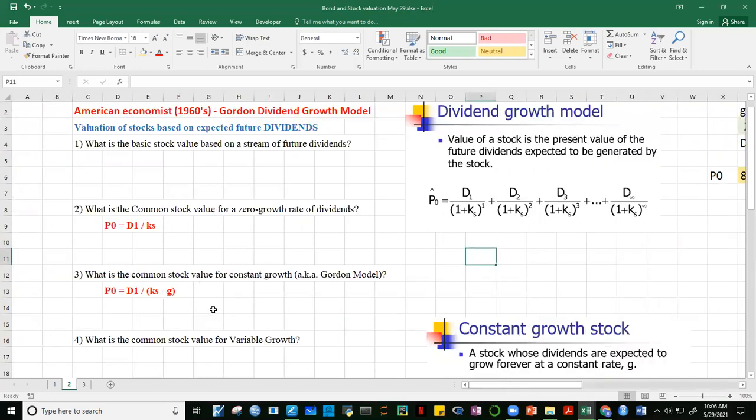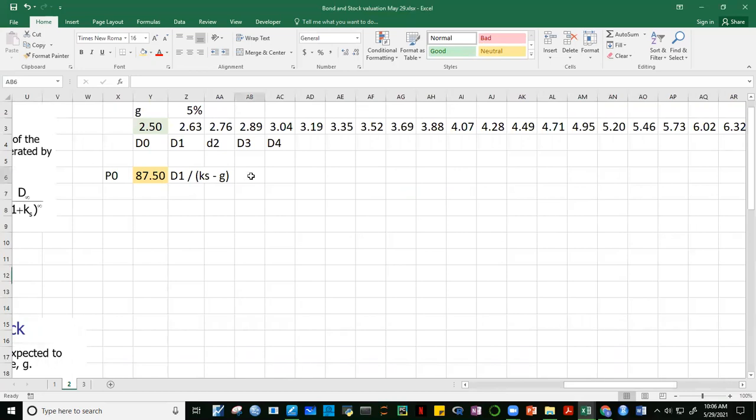Okay, then, dito naman, ito yung constant growth rate natin. Pag walang growth rate, minus G lang. Tatanggalin natin G, so it will become D sub 1 over K sub S. So ito yung constant growth rate. Ito yung no growth rate.